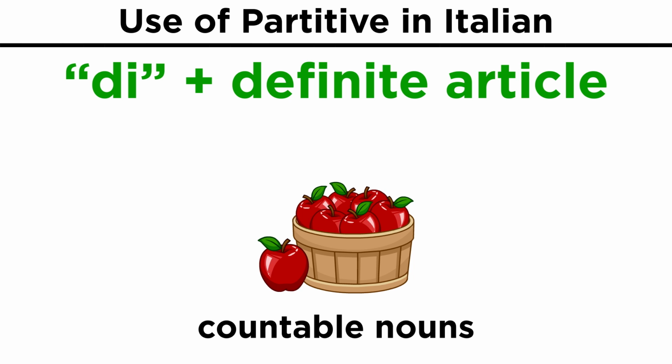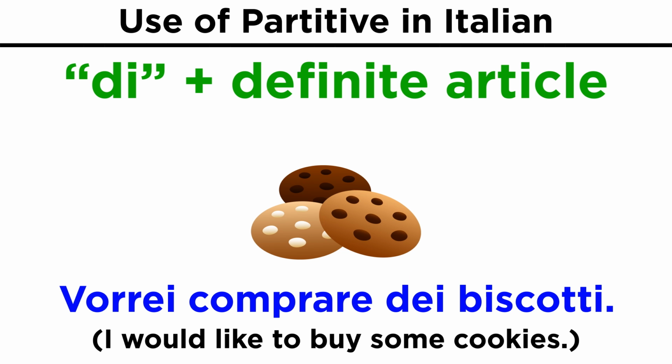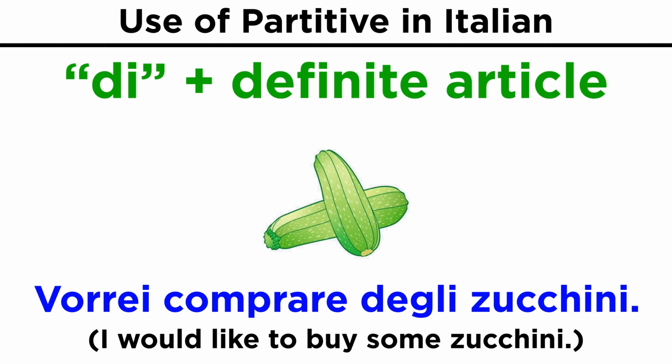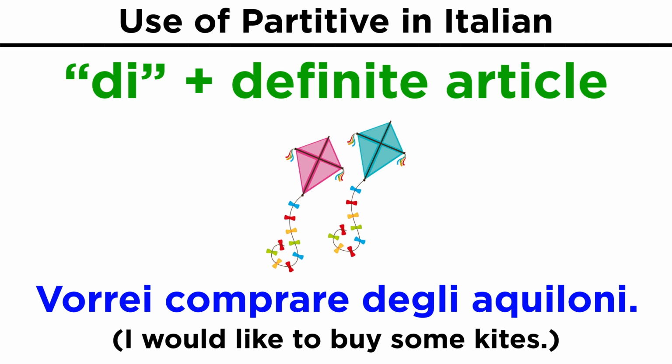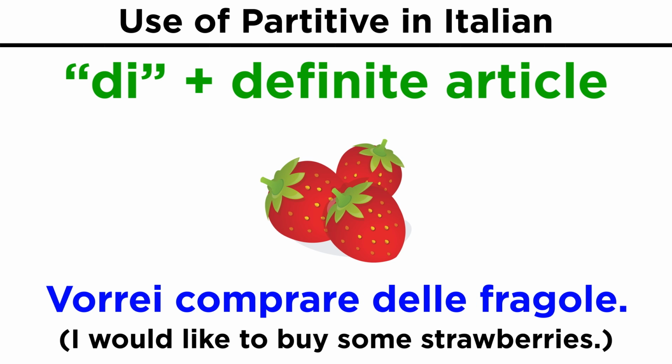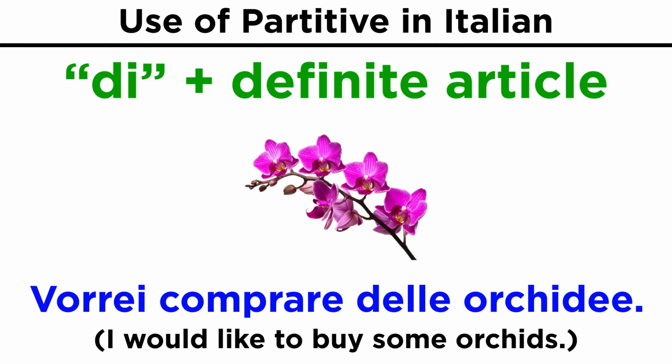It is actually also possible to use this approach with countable nouns as well, though they will imply an unspecified number of items. Vorrei comprare dei biscotti. Vorrei comprare degli zucchini. Vorrei comprare degli aquiloni. Vorrei comprare delle fragole. Vorrei comprare delle orchidee.